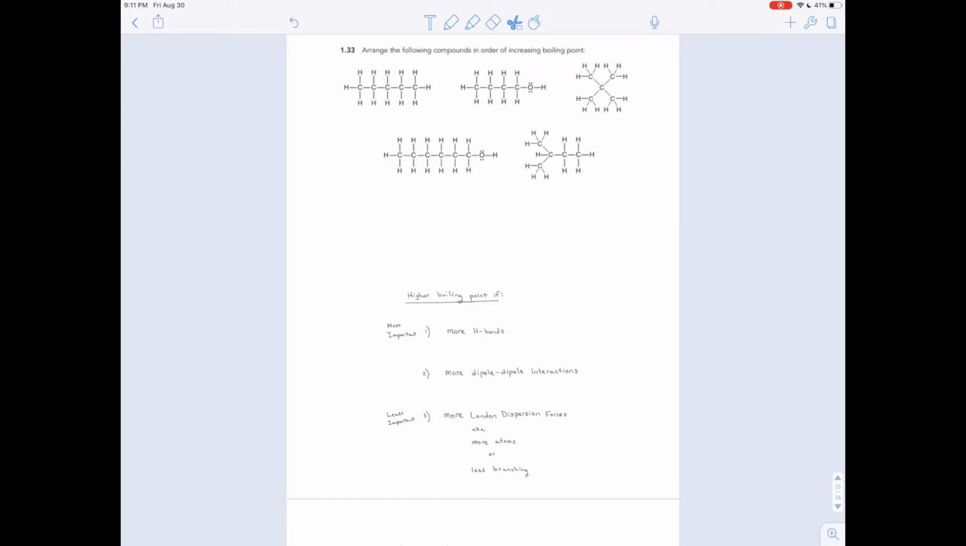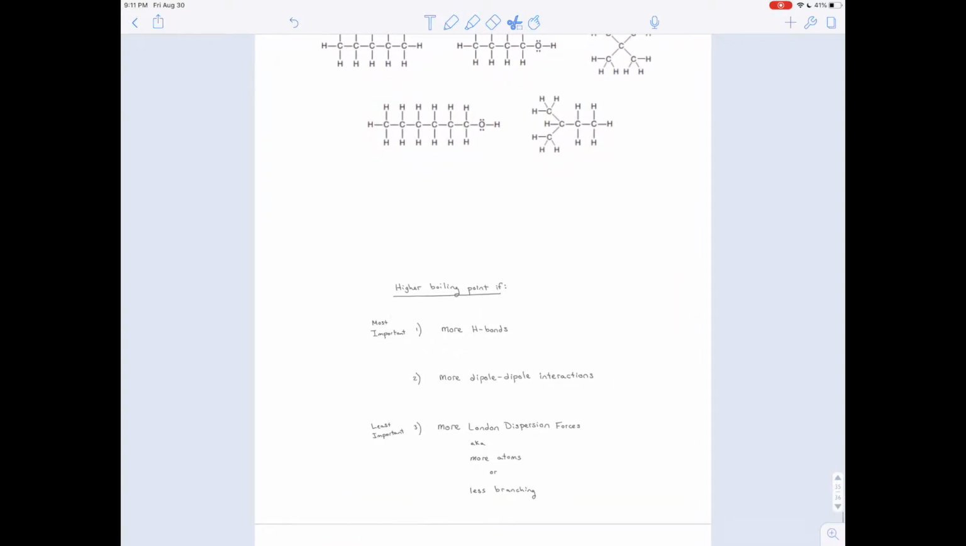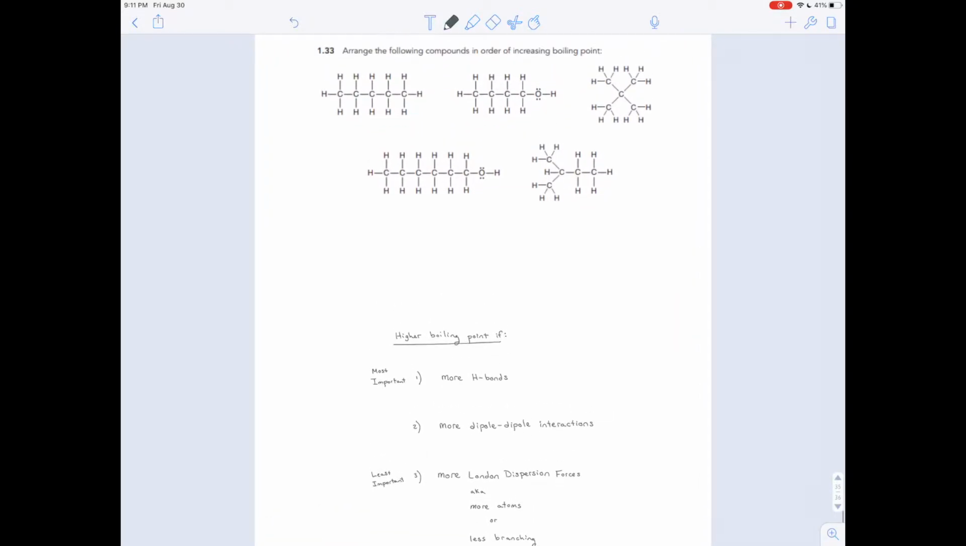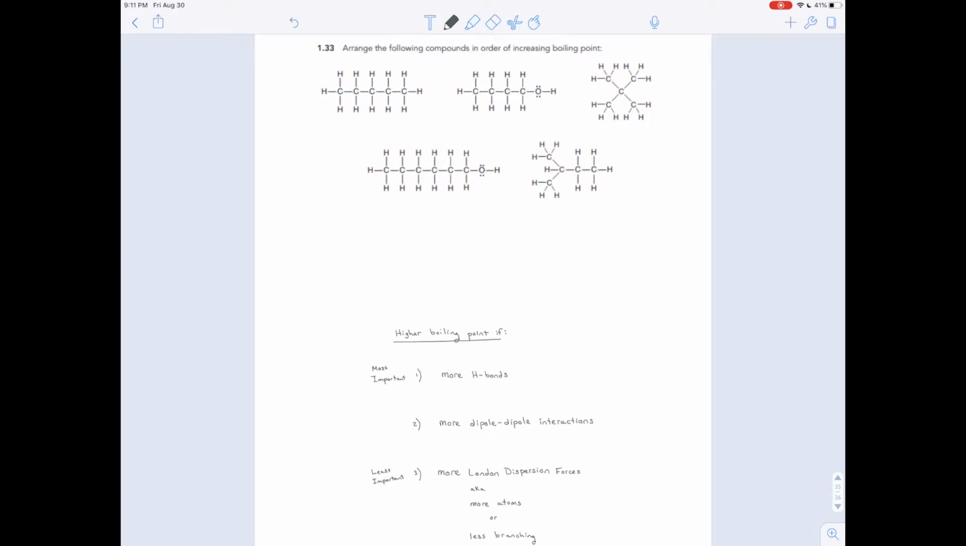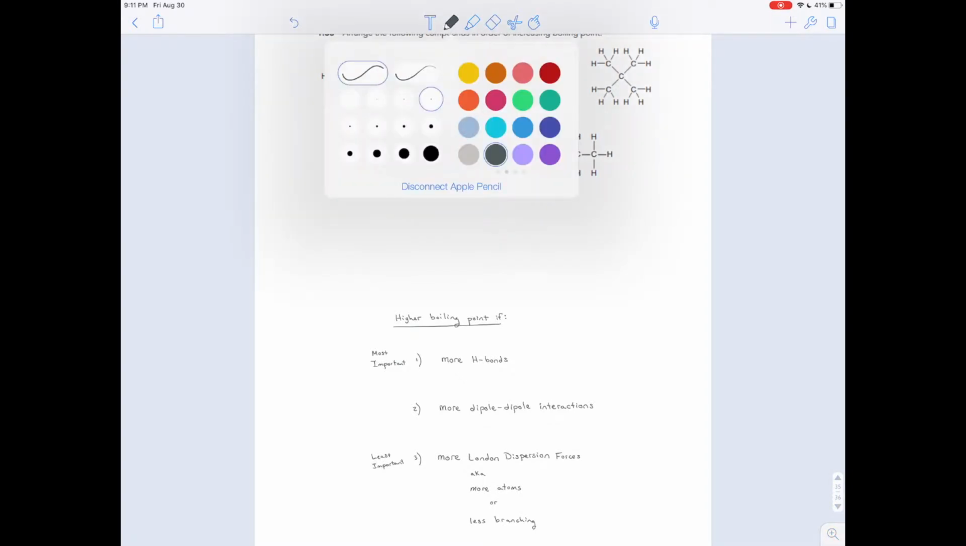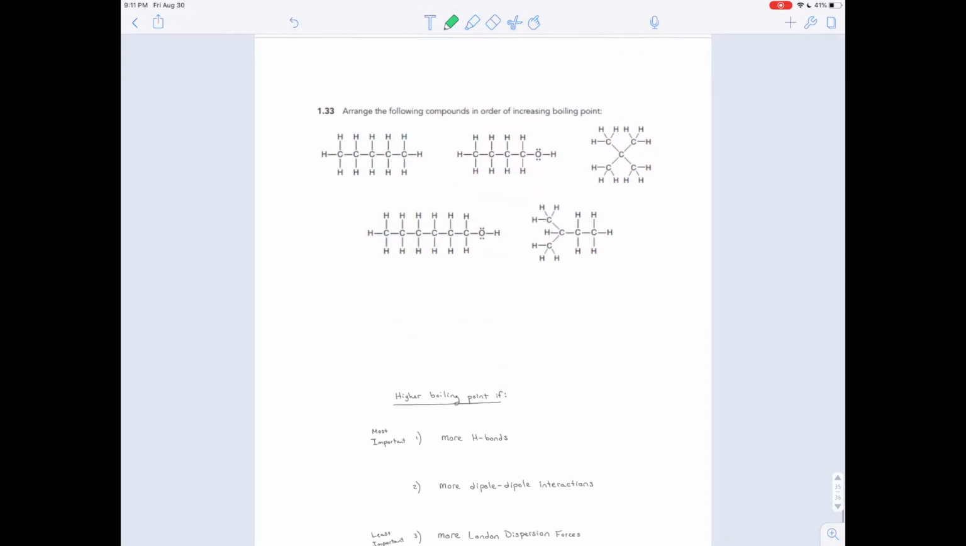Exercise 133 is asking you to arrange the following compounds in order of increasing boiling point. And so we're going to follow the same sort of guidelines, the same sort of thought process as we were doing in the previous problem. We're just going to apply it to 5 molecules here. So the first thing we want to look at is which molecule has the most hydrogen bonds. So let's go through each of these and say how many hydrogen bonds each has.